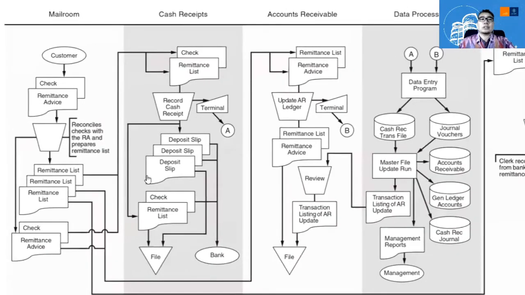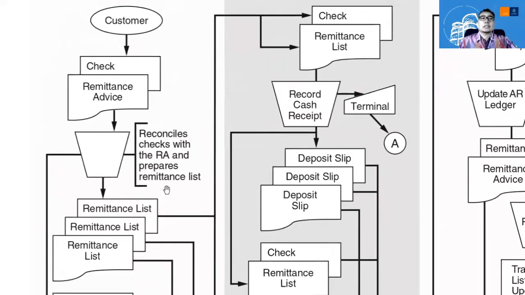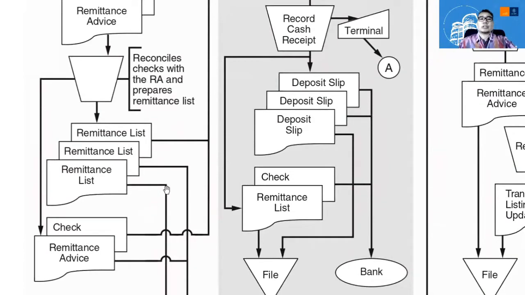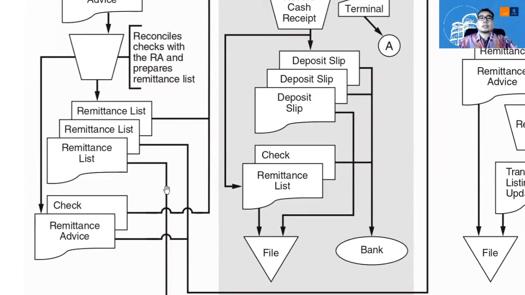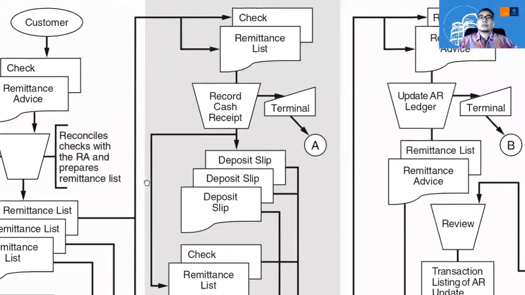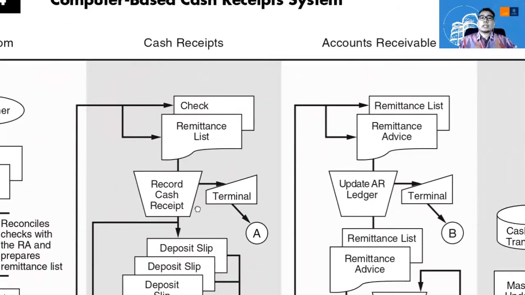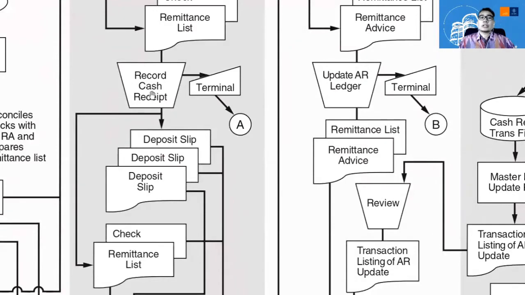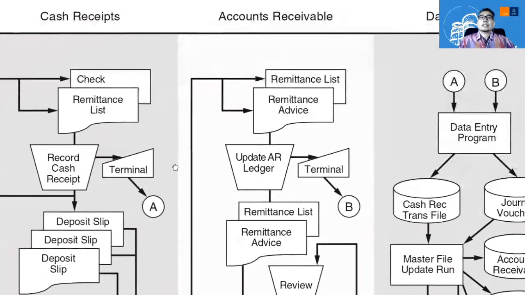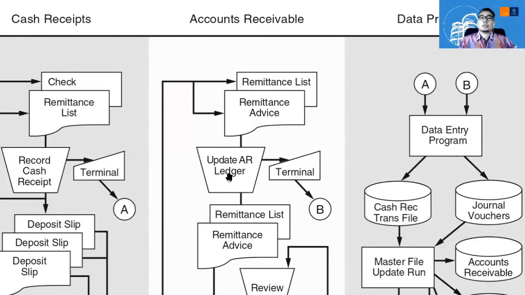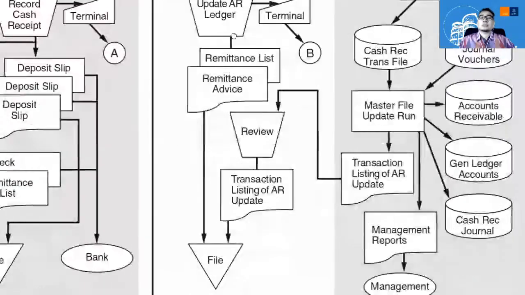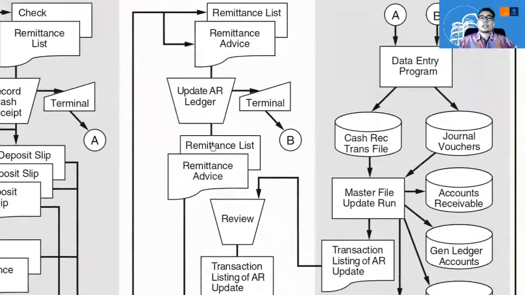As you can see here, the customer sends checks and remittance advices, and then they are collected in batches and reconciled, right? And then afterwards, they are sent to the bank to cash all of the checks, and we record the cash receipts by updating here, right? And in here, in the accounts receivable, we update the accounts receivable after we receive the checks.